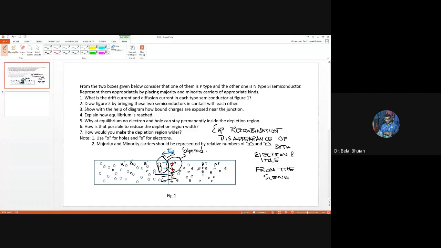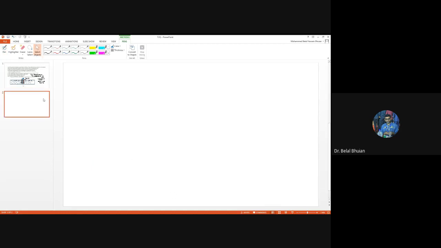Question number 4 was: show how equilibrium is reached. That's a very important question. Let's say initially only a few holes have crossed the junction and only a few electrons have crossed the junction. Therefore we have a layer of positive charge here and a layer of negative charge here. So let's go to our next slide, and we can draw it here.